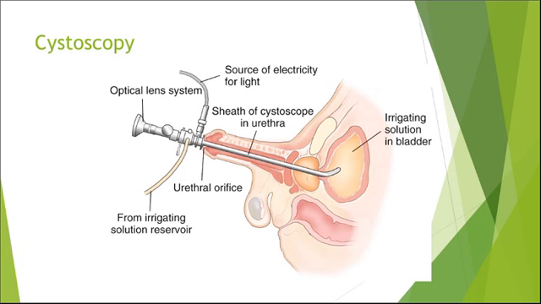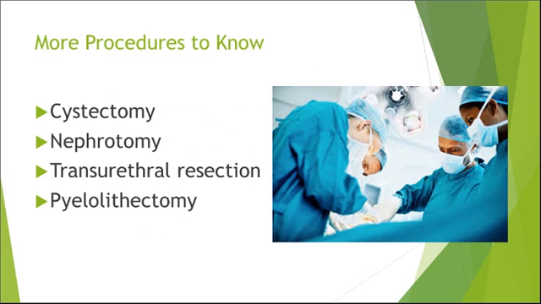Some other procedures to be aware of. Cystectomy. If we divide that word apart, we can think of bladder and ectomy, meaning removal. This is a surgical procedure in which the bladder is removed. Nephrotomy. This is an incision into the kidney. Transurethral resection. This is a procedure to remove part of the prostate, and the transurethral is discussing the method to get to the prostate.